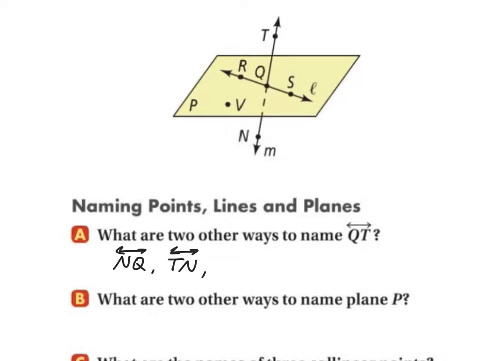Okay, and there are other ways we could name that. There is this m sitting down here. Notice N is capitalized, so N is that point. m is lowercase, so m is talking about the line. So I could just say, hey, I'm talking about line m.